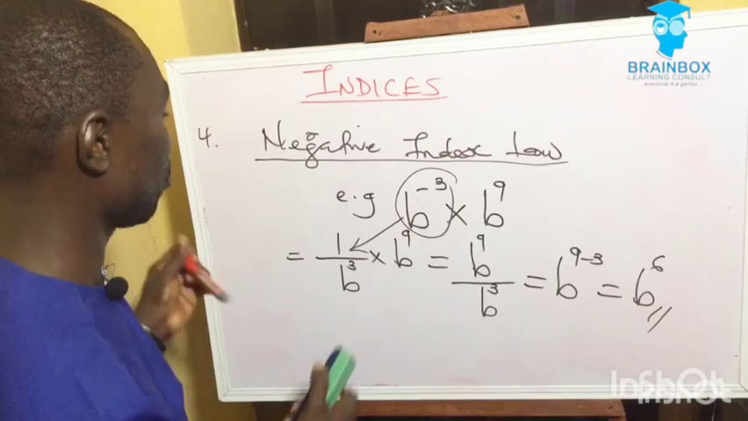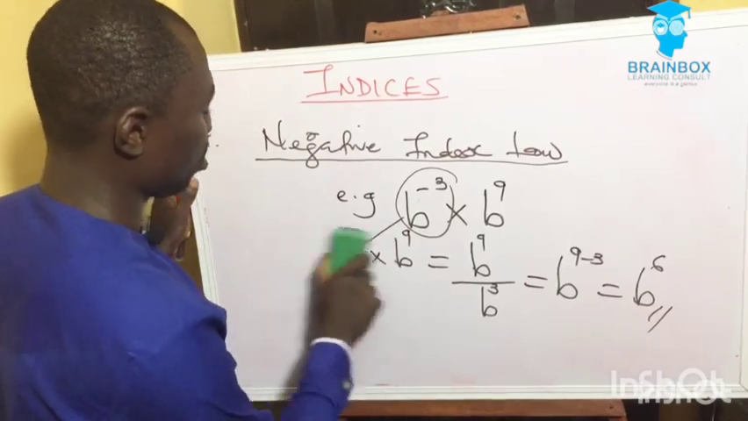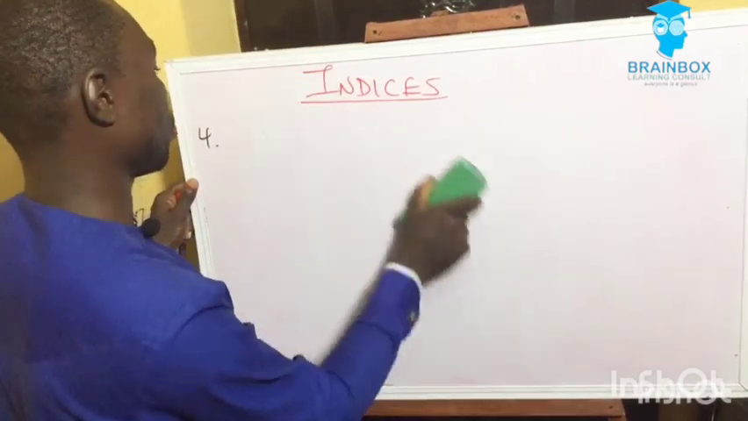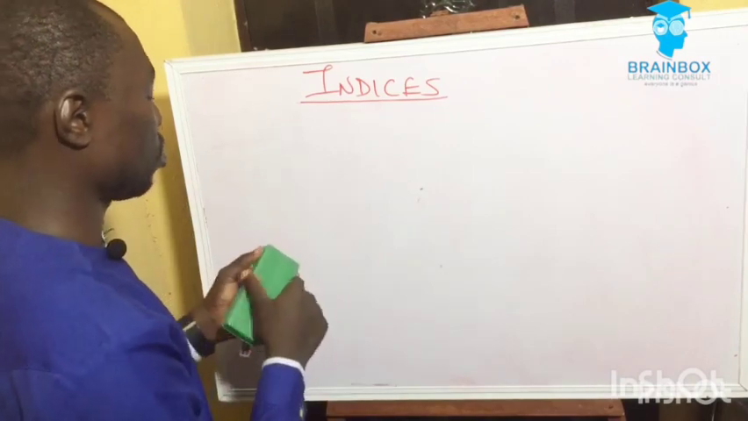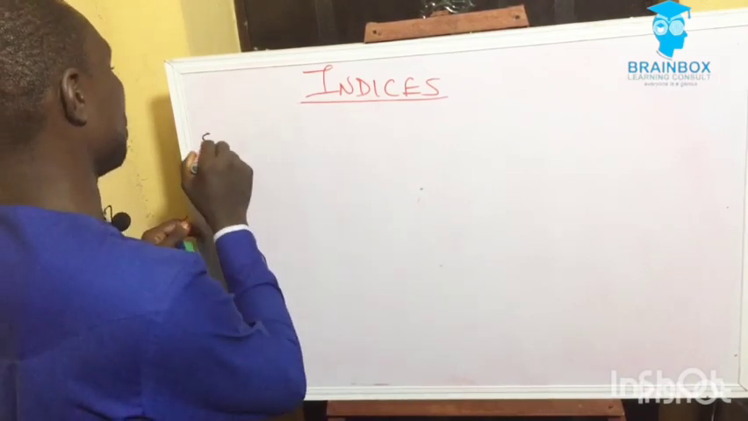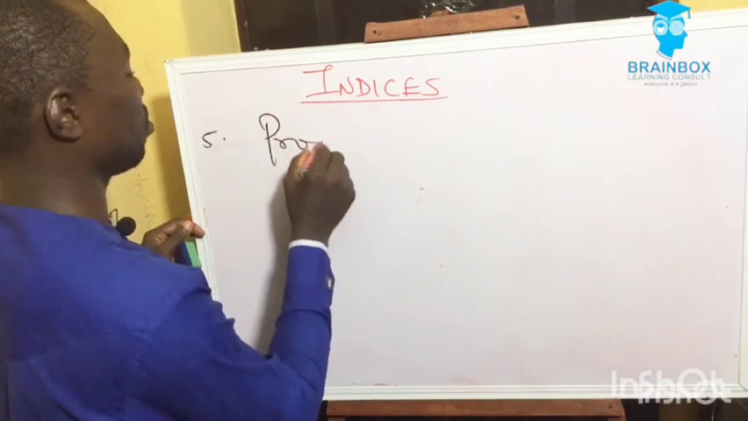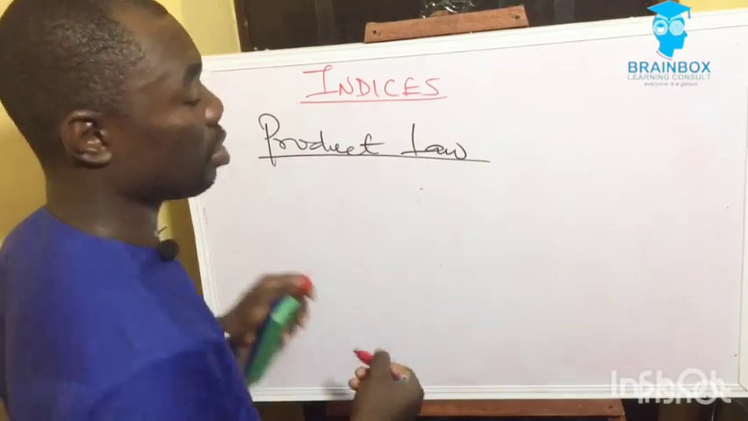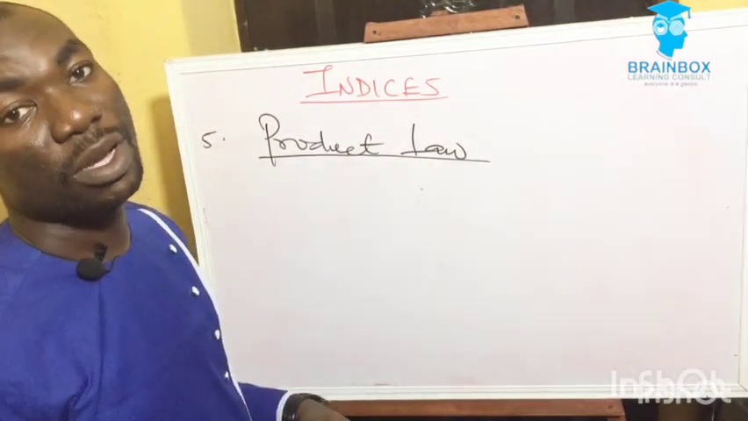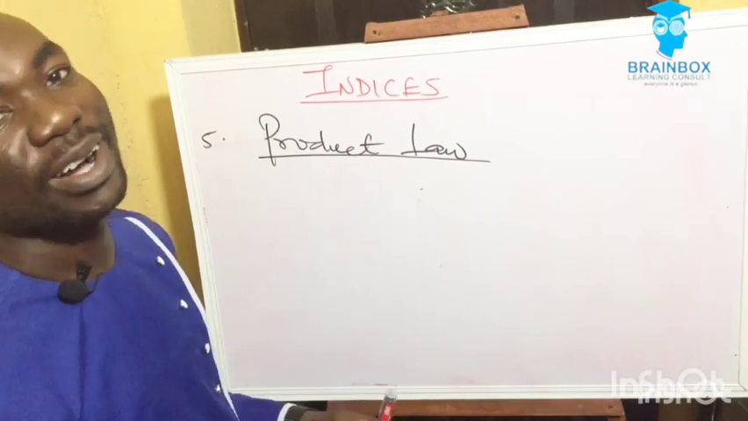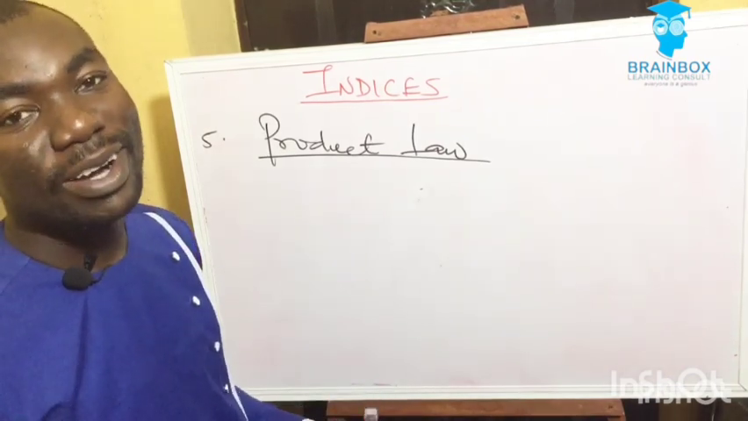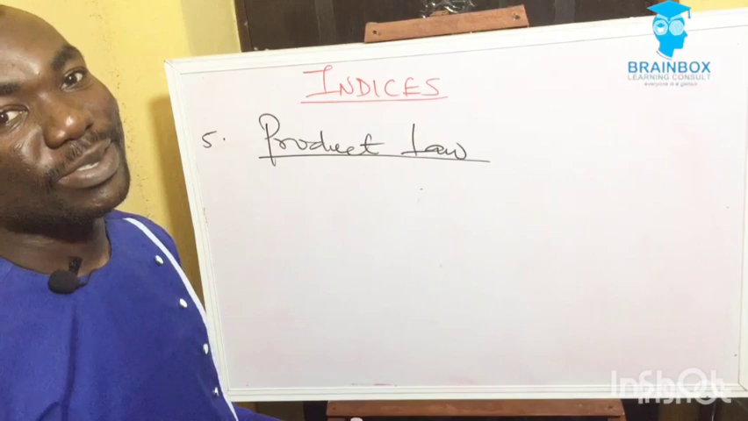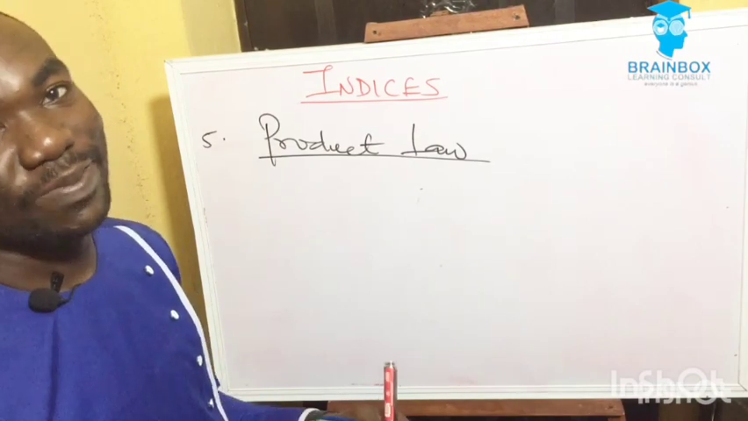Quickly, let's move on to another law. The law we want to talk about is the product law. I think that's number 5. The product law actually talks about when a power is raised to another power. When a power is raised to another power, to simplify that, you just multiply those powers.